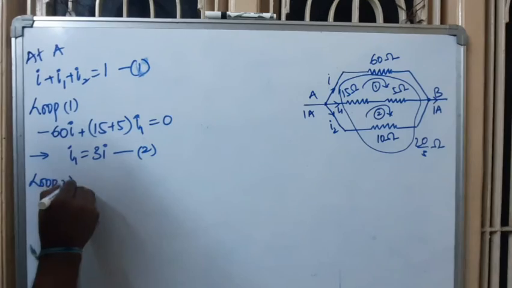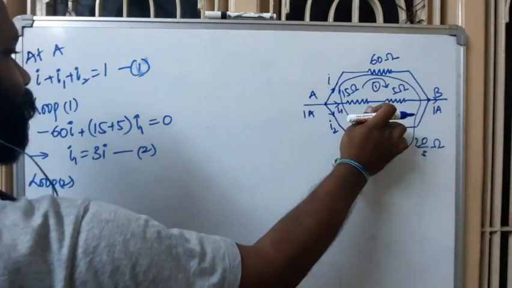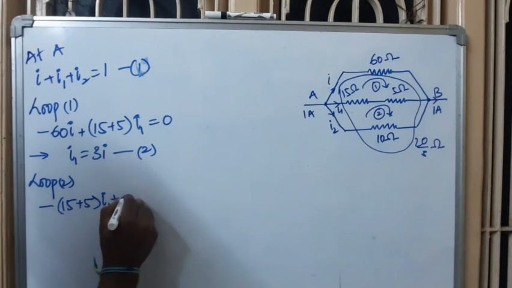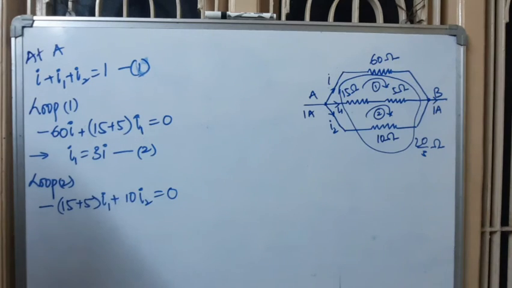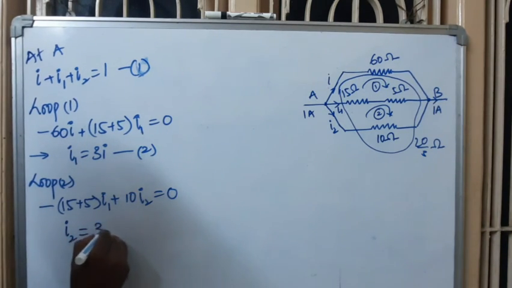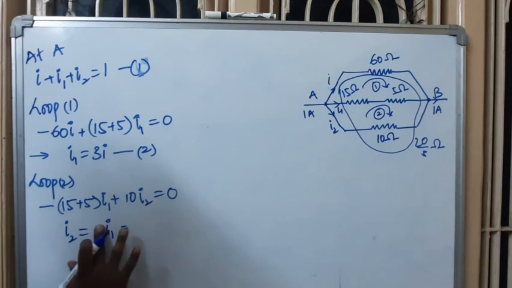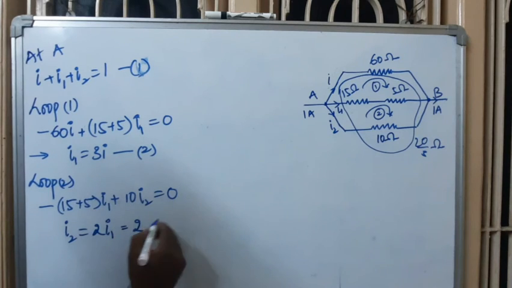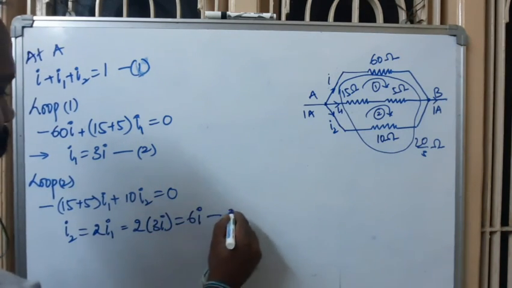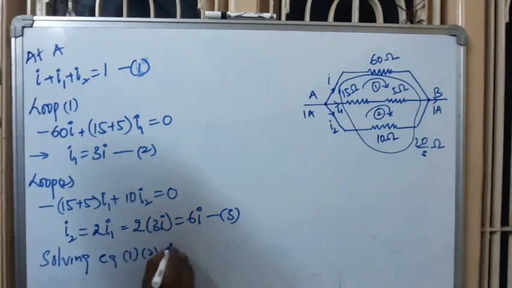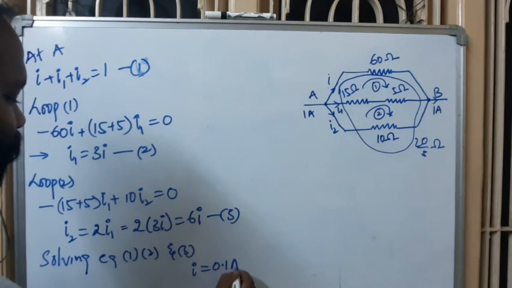Now I will consider the second loop, the bottom one. I have mentioned here loop 2. Then we will get minus 15 plus 5i1 plus 10i2 is equal to 0 according to the loop rule. On solving this, we will get i2 is equal to 3i1. The i1 value we already got in equation 2, so let us substitute here. We will get i2 is equal to 3i1, that is equal to 6i. This will be equation 3. Now solving equations 1, 2 and 3, we will get i is equal to 0.1 ampere.